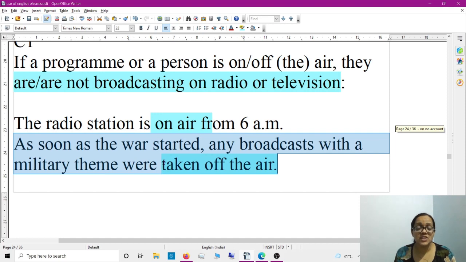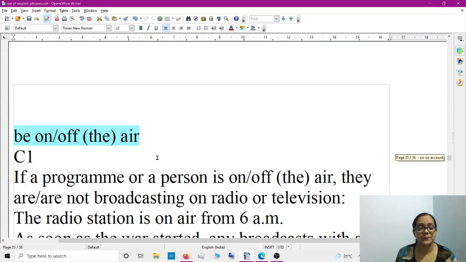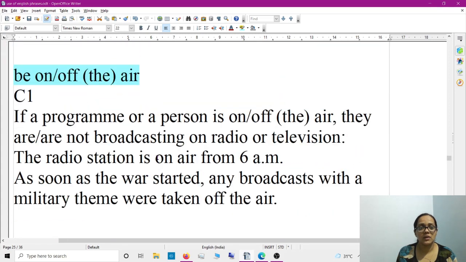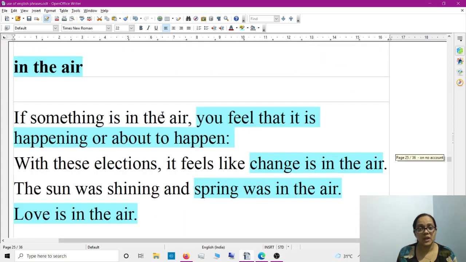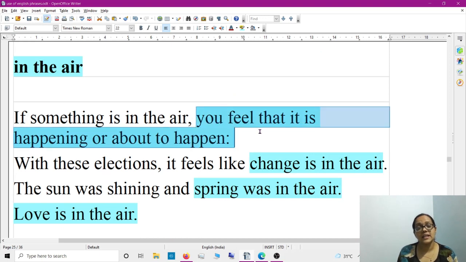As soon as the war started, any broadcast with a military theme was taken off the air. So it's repeated only over here. In the air means you feel that it is happening or about to happen.